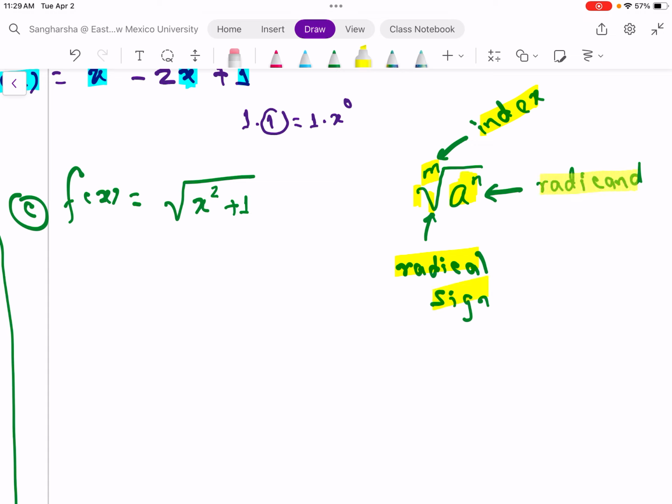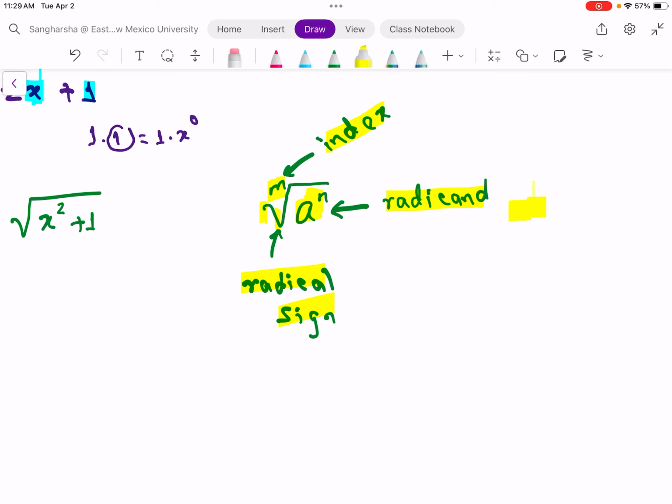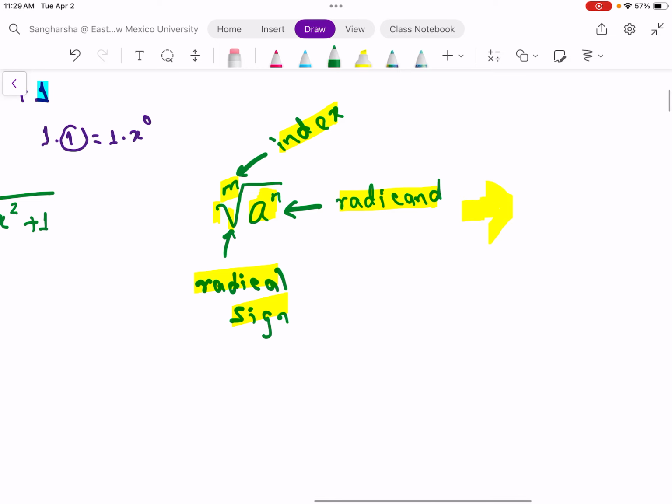Isn't it like our root? Yes. So if we have a radical expression, then we can always rewrite it without using the radical sign. Here we can rewrite this as a to the power n, whatever we have under the radical sign. And the index is the denominator of this exponent. So we have a to the power n divided by m. We always write the index as the denominator of the exponent of the radicand.